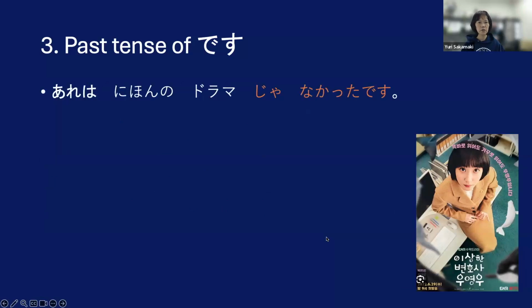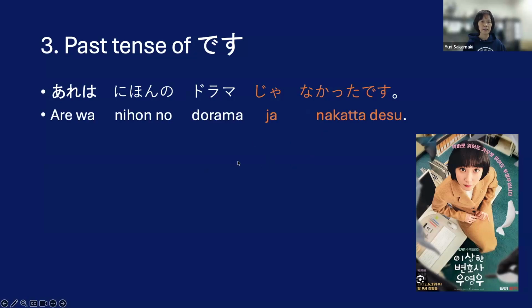あれは日本のドラマじゃなかったです. So じゃなかったですね. Wasn't. So it wasn't a Japanese drama. Okay. I already maybe watched this drama already. So I'm talking about this in the past. Okay. In the past sentence, past tense. あれは日本のドラマじゃなかったです. It was not, that was not Japanese drama.